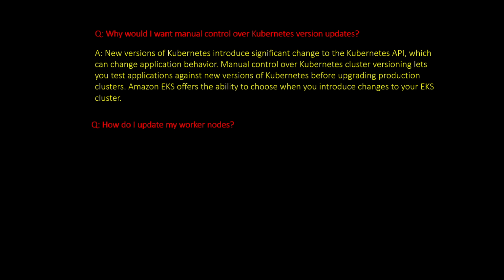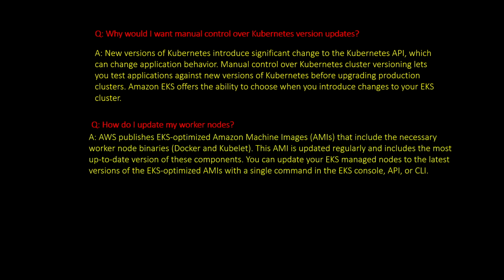How do I update my worker nodes? AWS publishes EKS optimized Amazon machine images AMIs that include the necessary worker node binaries, Docker, and Kubernetes. This AMI is updated regularly and includes the most up-to-date version of these components. You can update your EKS managed nodes to the latest version of the EKS optimized AMI with a single command in the EKS console, API, or CLI.